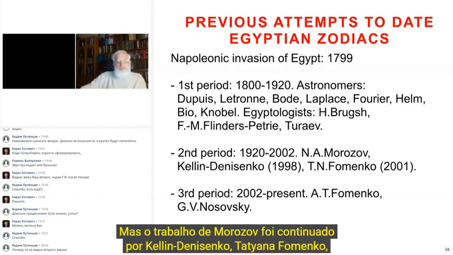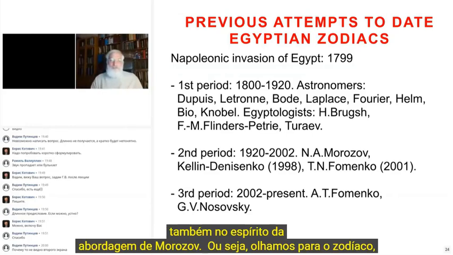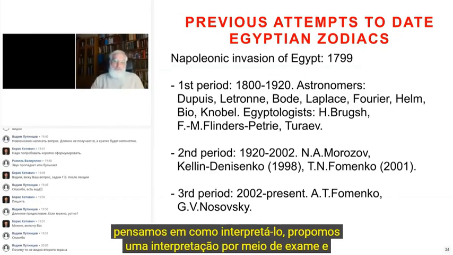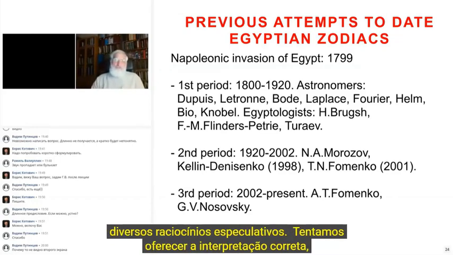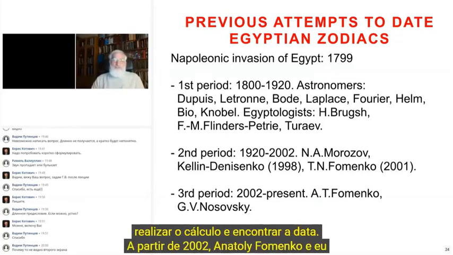But Morozov's work was continued by Kellen Denisenko, Tatiana Fomenko, also in the spirit of Morozov's approach. That is, we look at the zodiac, think about how to interpret it, propose an interpretation through examination and various speculative reasoning. We try to offer the correct interpretation, carry out the calculation, and find the date.